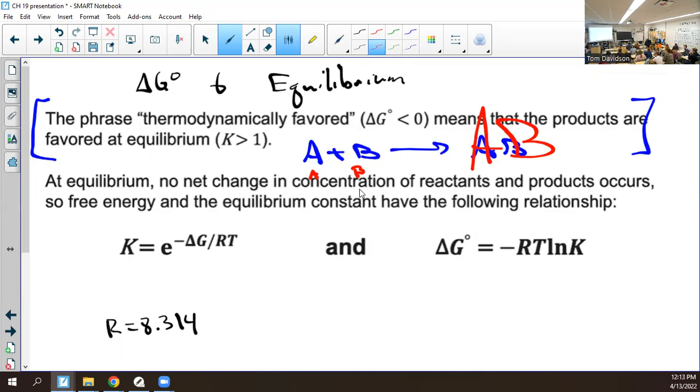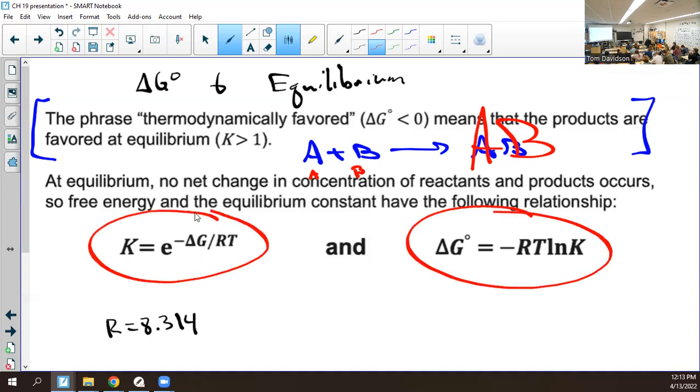So then that would mean K would be greater than 1. Right? Because product's big, reactant's small. That's how you get a value that's above 1. At equilibrium, no net change in concentration of reactants and products occurs because we're making the same amount. So free energy and equilibrium constants have the following relationship. All right, this is the most common way you'll see it, but they are the same.